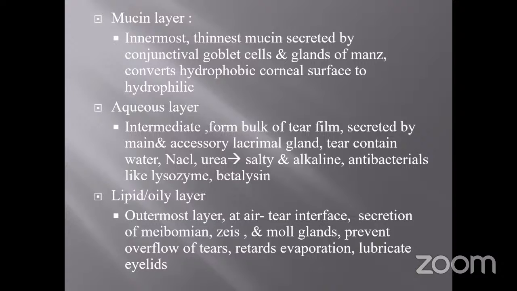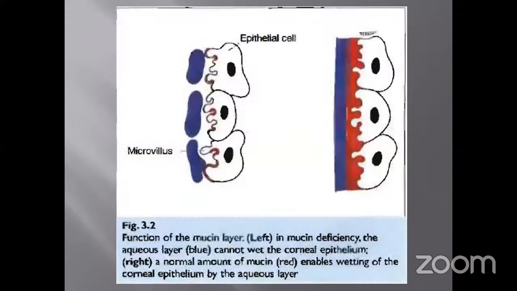The outermost layer is the lipid layer or the oily layer. It forms actually the air-tear interface, the atmosphere contact layer. It is secreted by meibomian gland. Also, glands of Zeis and Moll also contribute to its secretion. The main function is it prevents overflow of tears, retards the evaporation, and also lubricates the eyelids. So these are the 3 important layers.